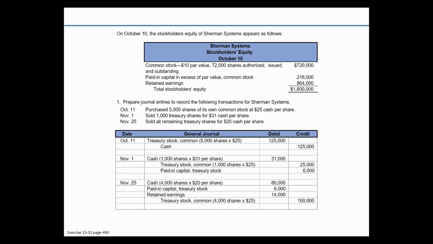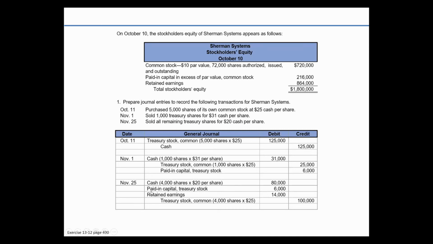And then on November 25th, we would sell all of the remaining treasury shares for $20 cash per share. And so on November the 25th, we had a debit to cash in the amount of 80,000. Again, 4,000 shares multiplied by the $20, which is what we sold them for.